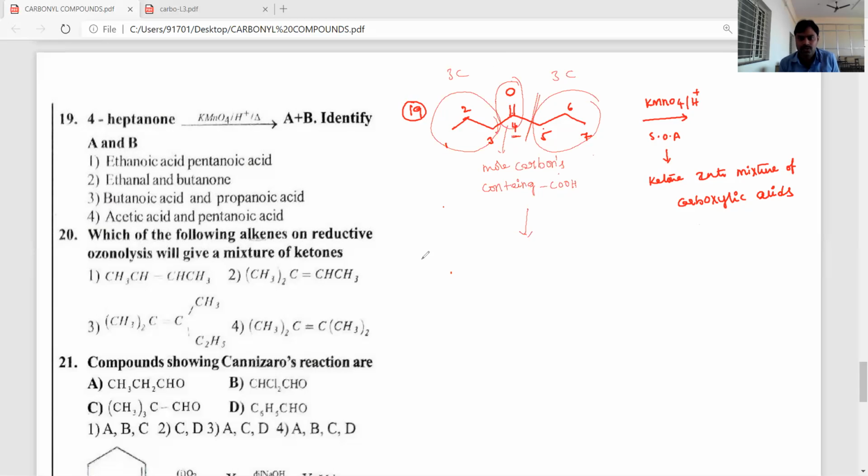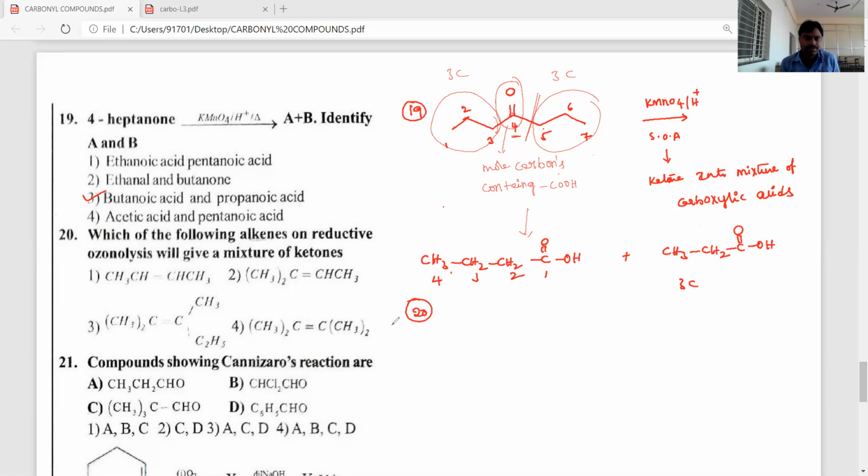what are the acids, dear students? CH3, CH2, CH2, C double bond OH, meaning 4 carbons, and another 3-carbon acid: CH3, CH2, C double bond OH. That means butanoic acid and propanoic acid. Butanoic acid and propanoic acid is the answer. Okay, that is called the Pfaff rule.